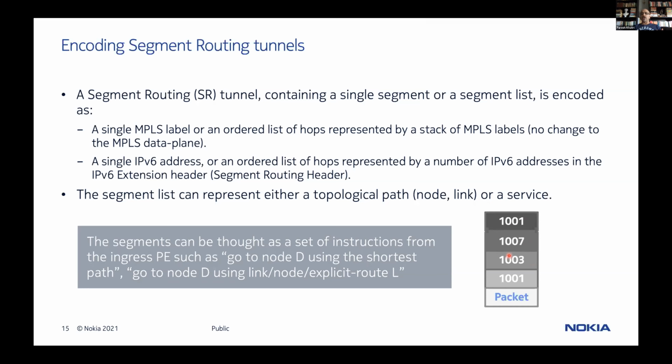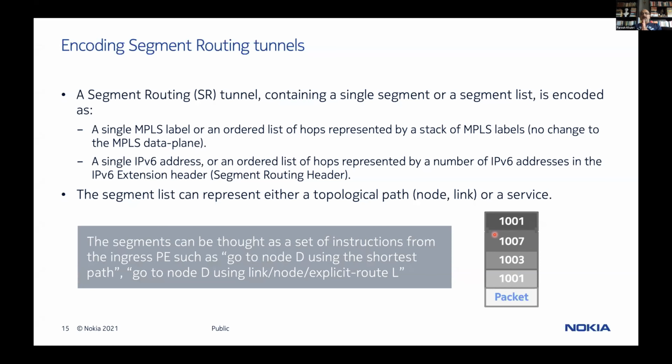And this is encoded in that IPv6 extension header that we call the segment routing header. So instead of having a list of MPLS labels, you'd have a list of IPv6 addresses. But apart from that, no, the paradigm is still pretty simple.